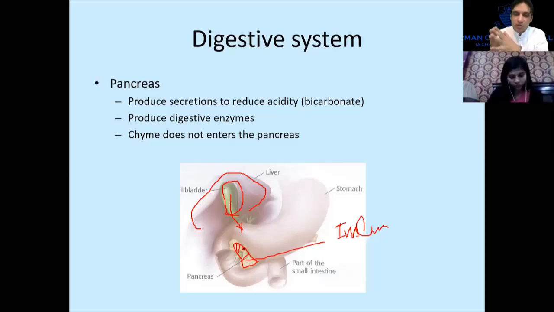All sorts of components are being converted chemically into simpler ones. The remaining proteins are converted into amino acids. The fats are converted into fatty acids. The carbohydrates are converted into glucose. The big components are converted into simpler components. It also contains certain salts and other things, because the food which is coming from the stomach is highly acidic, so it should be neutralized. Its pH should be raised. So a lot of alkali is there along with the enzymes.